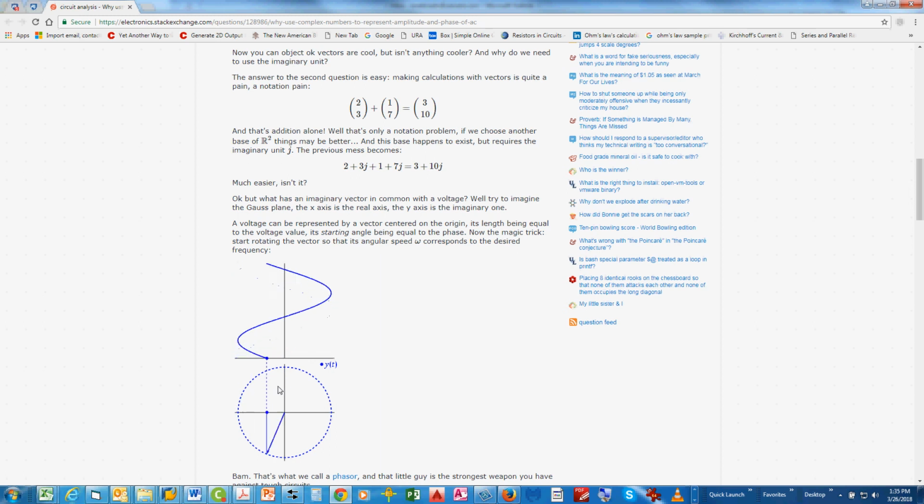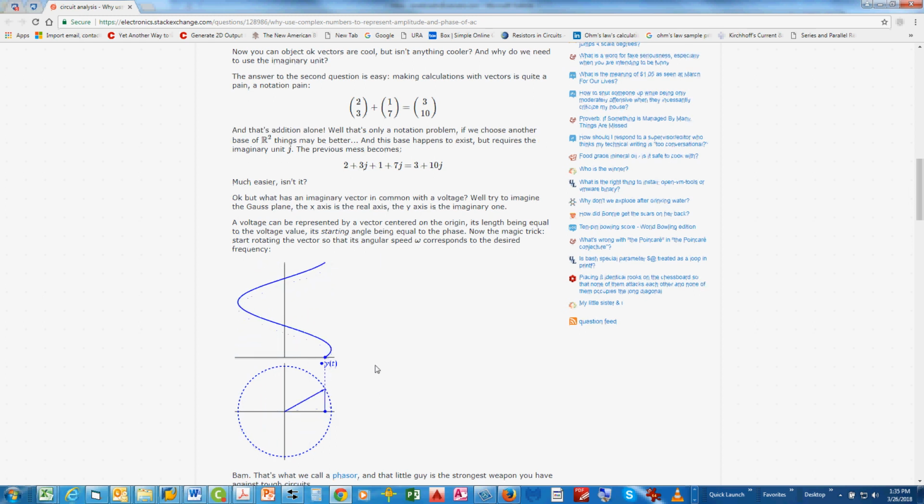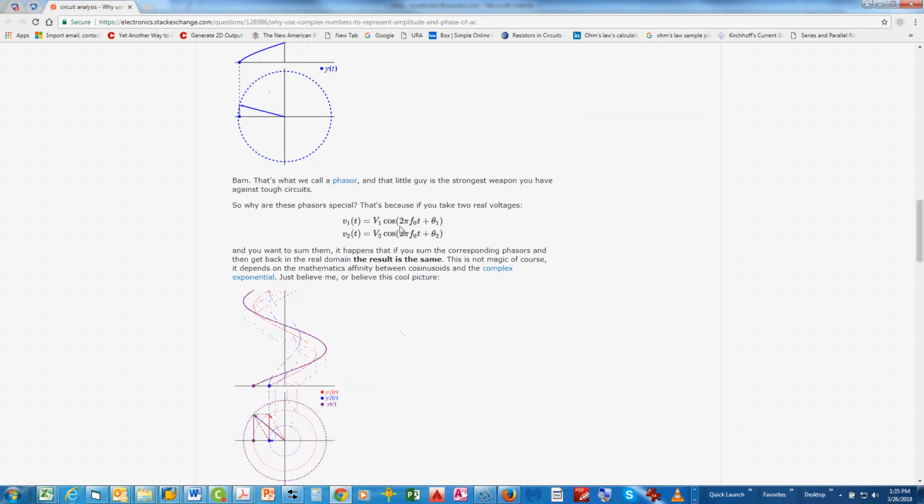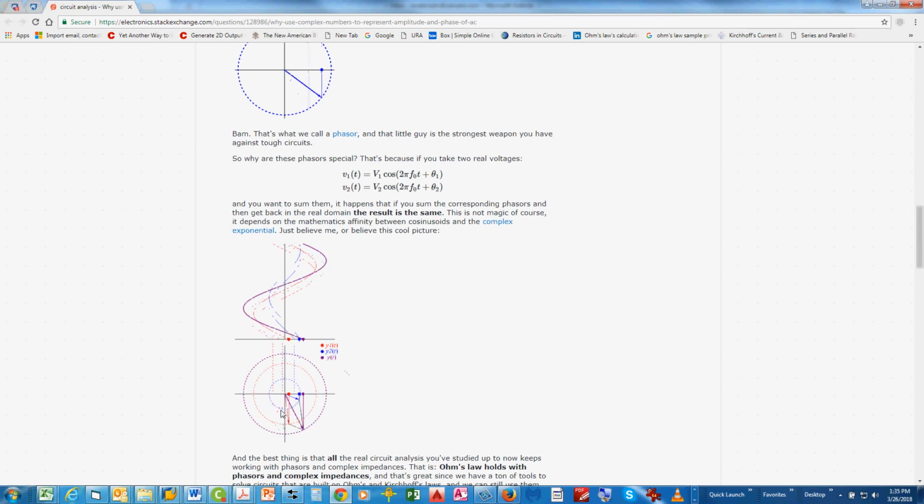I think the book shows this, but not as well as this animation. I thought this might be helpful for some of you guys. And this is what we call a phasor. It's the strongest weapon you have against tough circuits. And then it's showing two voltages here with the format that we have. And if you have, let's say, three vectors, you could see how they interact with each other on the timeline, and then in the frequency domain here.